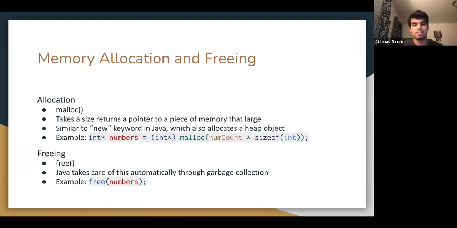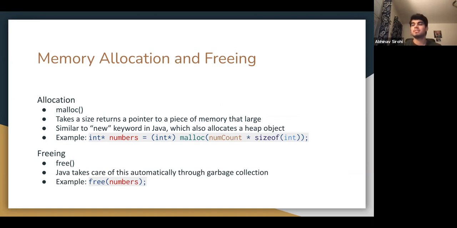And so you guys have experience with Java. Java takes care of freeing automatically using the garbage collector, but in C you have to do it manually. An example of this would just be to call free numbers and it frees the array.